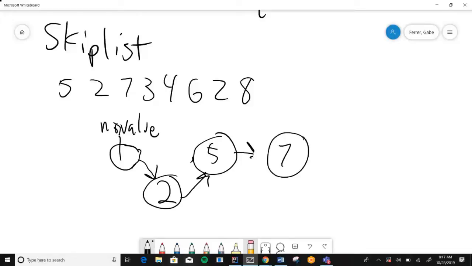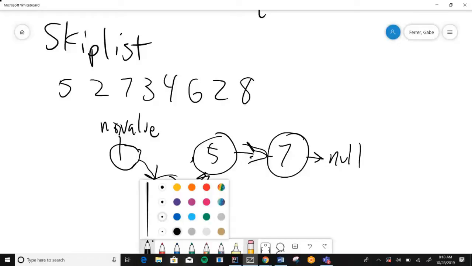So I am going to create my 7 node, and it, in turn, will be pointing to null. So now I'm going to insert 3. That's less than 3, that's less than 3, but that's greater than 3.